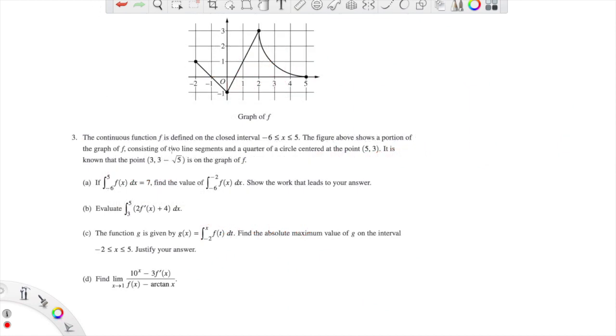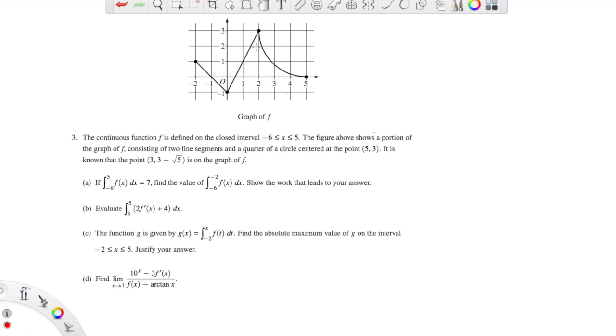All right, so we're going to now tackle question 3 of the 2019 practice exam. This is actually a pretty good one to go over. They give us this function f and define it as continuous over the interval of -6 to 5. That's really important because they're just showing us -2 to 5, so it's very important to recognize that. The figure above shows a portion of the graph of f, consisting of 2 line segments and a quarter circle.